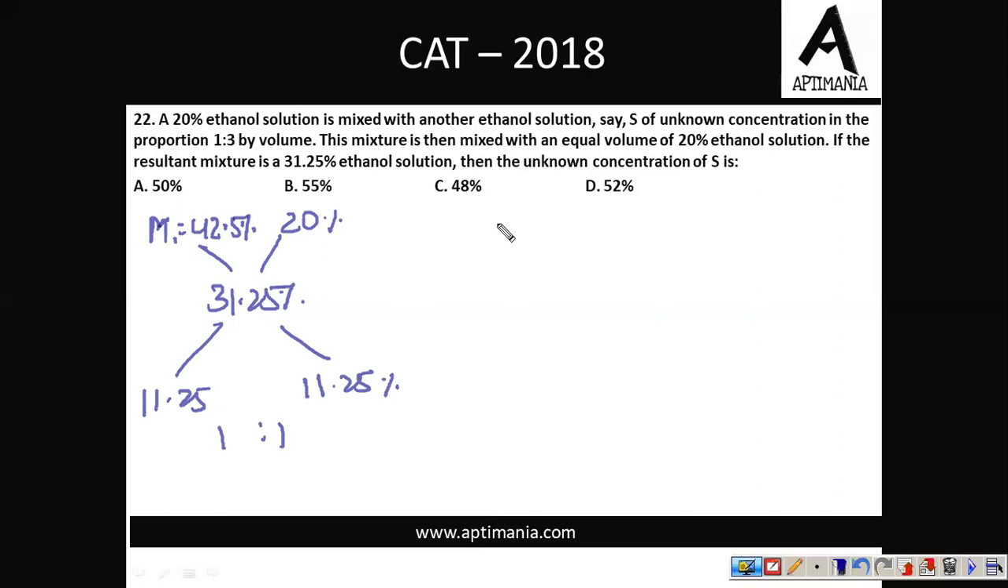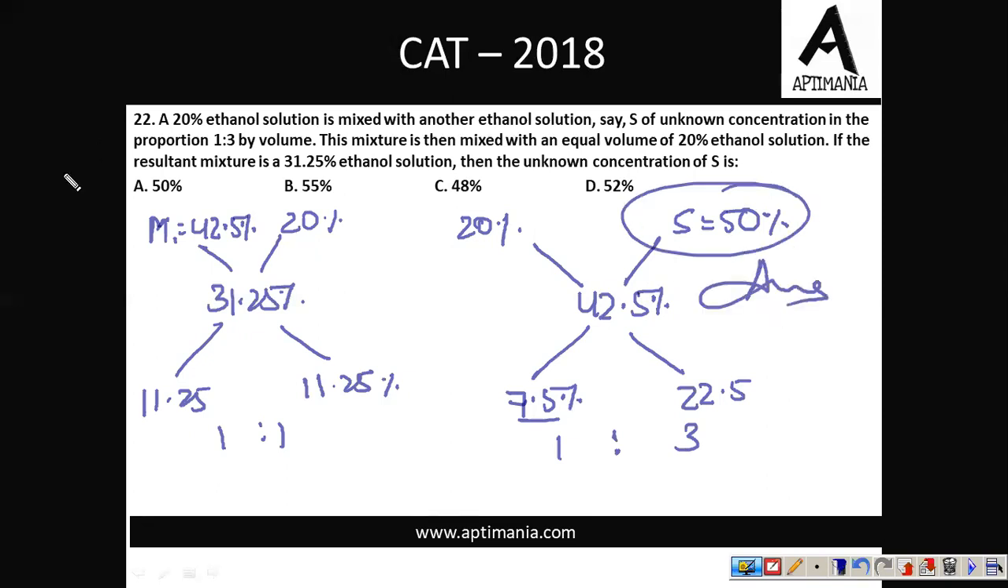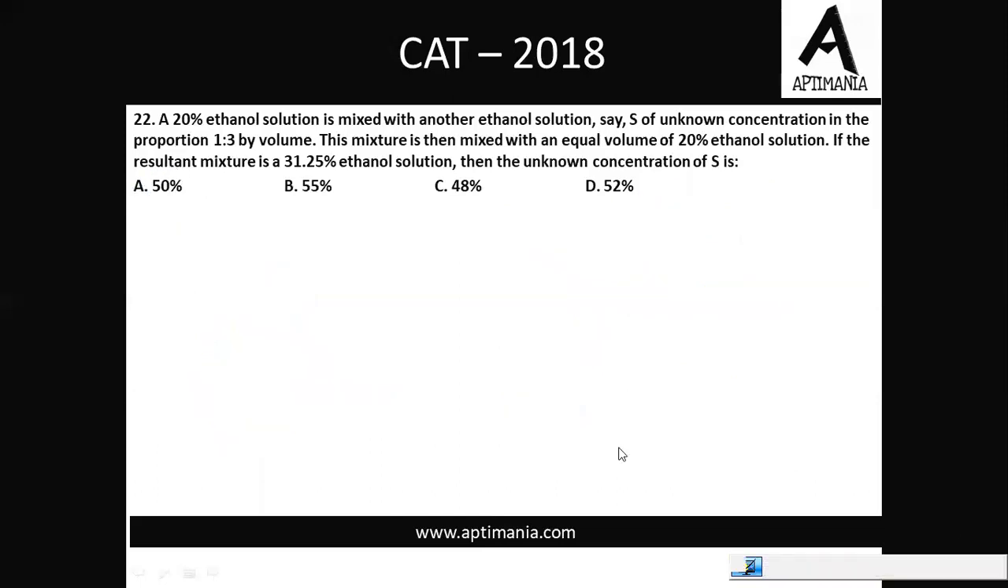So applying the concept of alligation rule again, here it's 20%, which is mixed with some S% of concentration to get the resultant value as 42.5%. So if we take the difference, we'll have 22.5, and this is unknown, but it is given to us that they are mixed in the ratio 1:3. So on cross multiplying, we'll get the value as 7.5%. If this is 7.5%, S should be equal to 50%, because if we subtract 50 and 42.5, we'll get 7.5%. So for this question, the correct answer is 50%, that is option A.